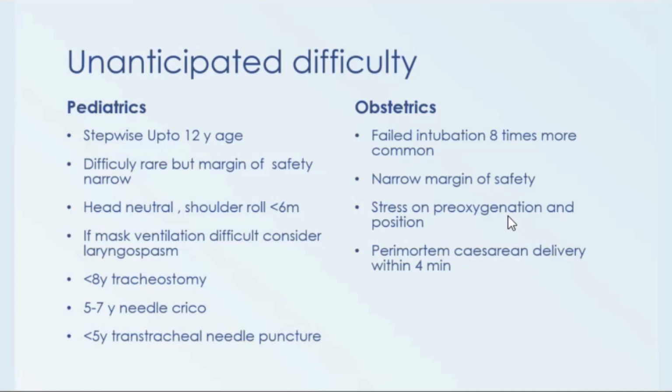And if at any point of time you have a difficult mask ventilation, try to rule out laryngospasm first. That's more common in kids. But what is difficult here is to get an emergency invasive airway. Now, the larynx is more cephalad in kids. And the cricothyroid membrane is very narrow. There's a lot of adipose tissue on the neck.